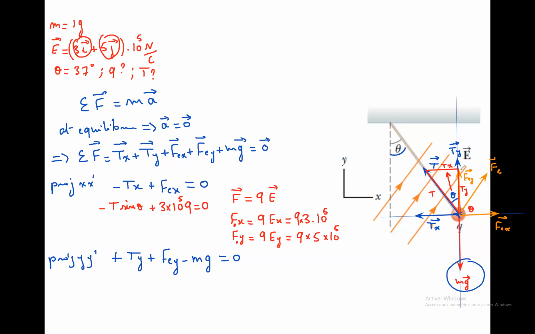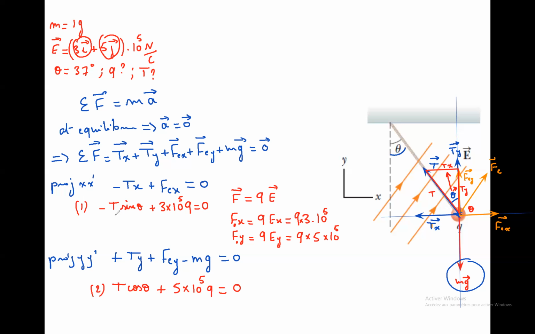The same for this one. Ty, if you look here in the triangle, Ty is the adjacent side of theta. So we calculate by cosine theta. Ty equal T cosine theta plus Fey equal 5 times 10 power 5 q equal to 0. Here, as you see, we have equation 1 and 2, two equations with two unknowns, T and q.